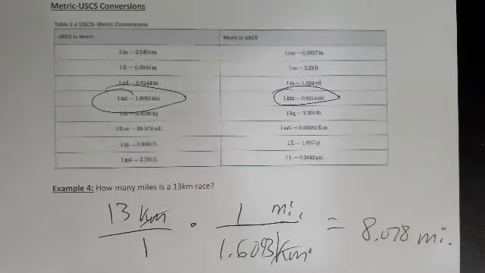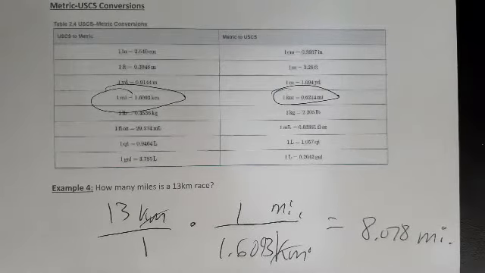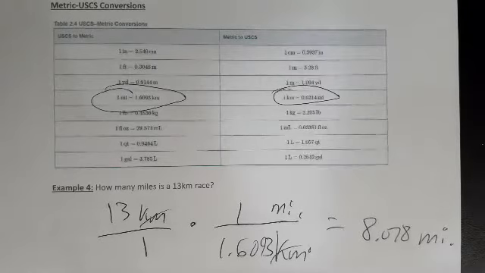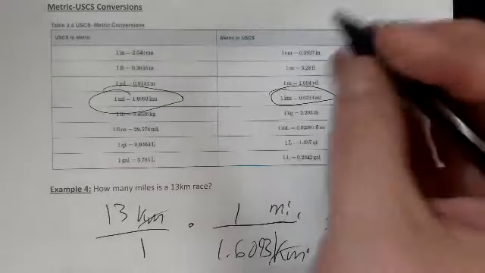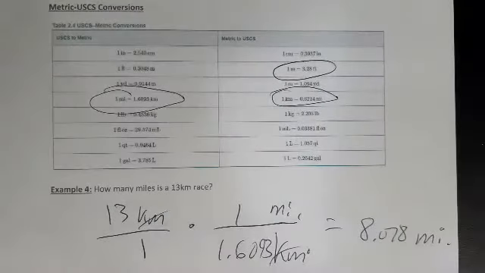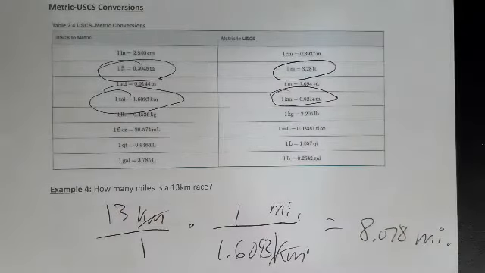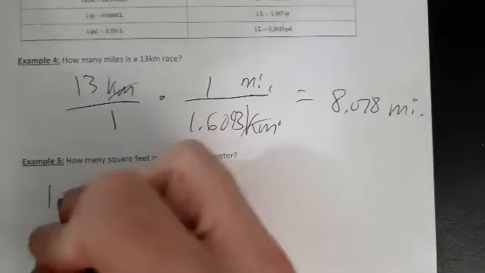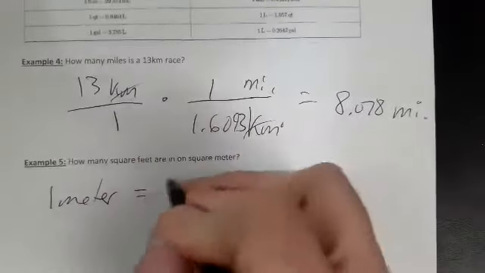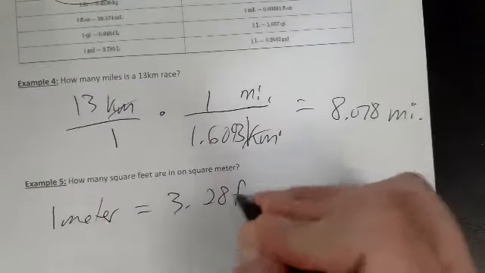How many square feet are in 1 square meter? So if we look up here, where's my meters? 1 meter equals 3.28 feet. 1 foot equals 0.308 meters. So I think I'm going to go with the 1 meter equals 3.28 feet.